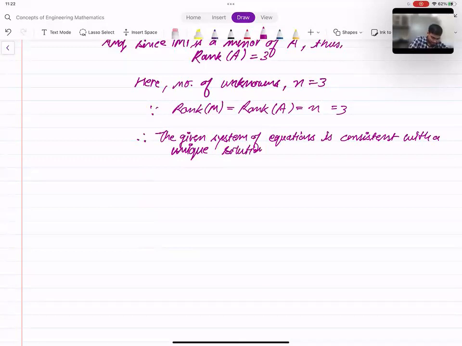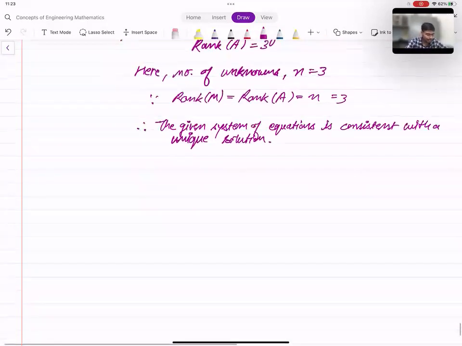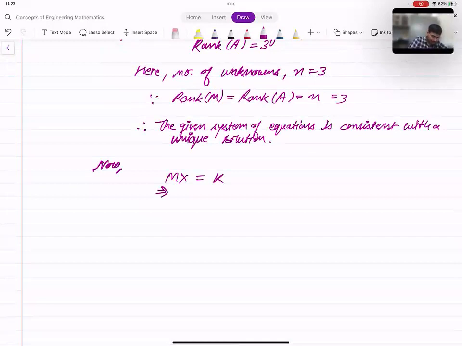Unique solution. So now let us see the solution of this system of equations. Now we know that M into X is K, or we have seen that if we pre-multiply by M inverse, then we get X as M inverse K. So say this is equation A.